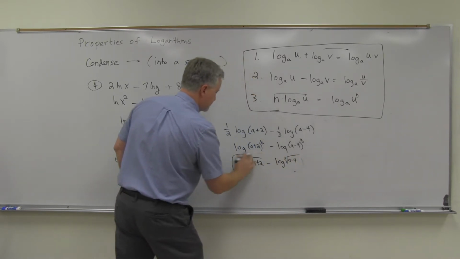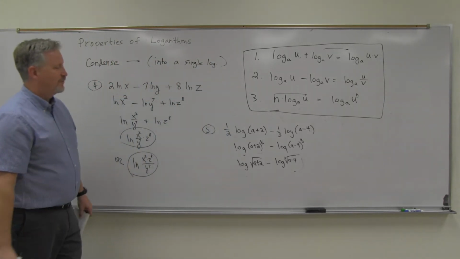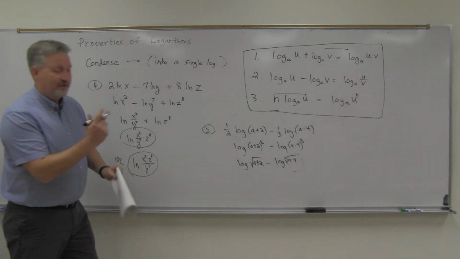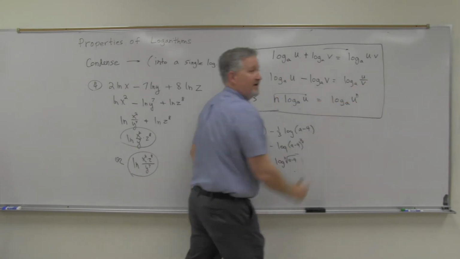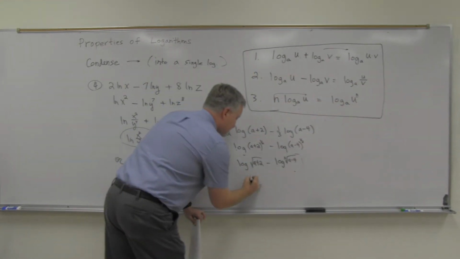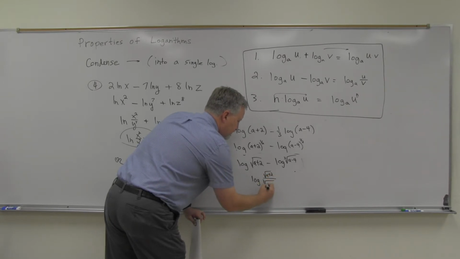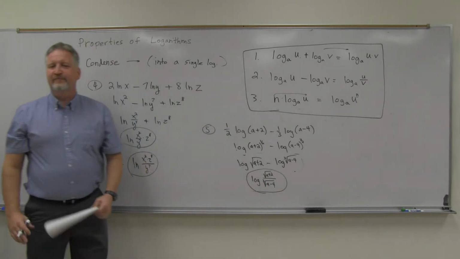Oh, oops. Got one more step though, don't I? One more step, because we're condensing. Then I can condense them into one logarithm, and it's subtracted. So what happens? You divide the inside parts. So it'll be log of the square root of a plus 2 divided by the cube root of a minus 4. And that would be our final answer there. All right?